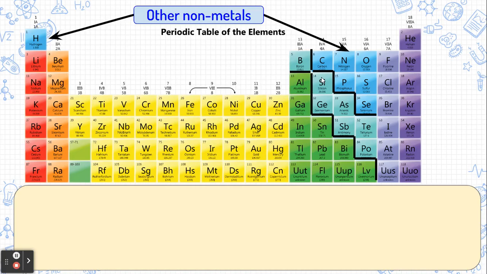Carbon, nitrogen. These are the important three. All right.